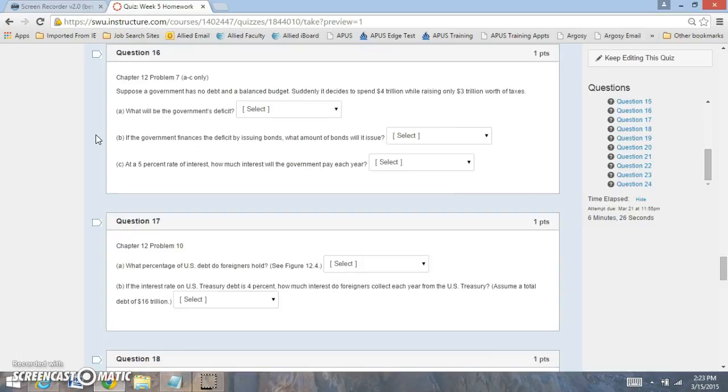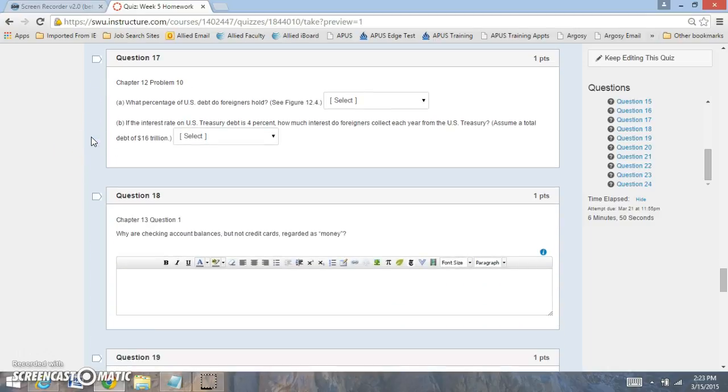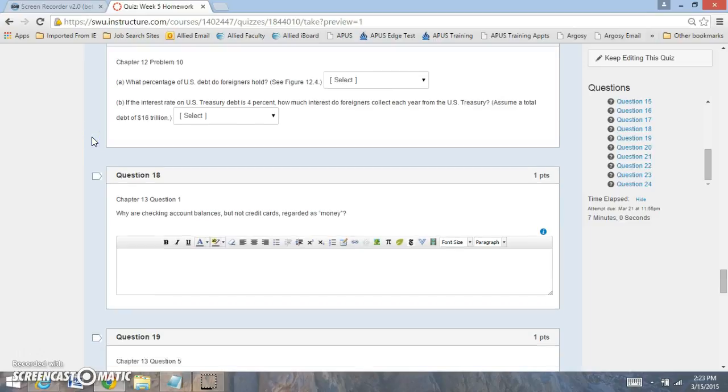Question 16, suppose the government had no debt and a balanced budget. Suddenly it decided to spend $4 trillion while raising only $3 trillion worth of taxes. So now the government goes right back into a deficit and we want to know, how would you finance this deficit? Would you finance it, and how much would you finance the deficit? Question 17 deals with chapter 12, problem 10. So you just want to look at the percentage on figure 12.4.